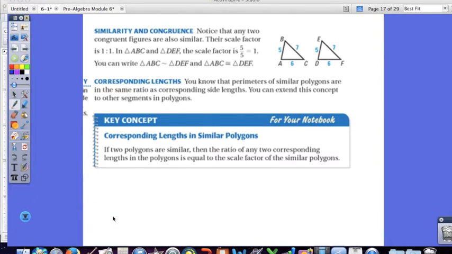Any two figures that are congruent will also be similar in a 1-to-1 ratio. You know that perimeters of similar polygons are in the same ratio as the corresponding line lengths. You can extend this concept to other segments in polygons. If two polygons are similar, then the ratio of any two corresponding lengths in the polygon is equal to the scale factor of the similar polygon.